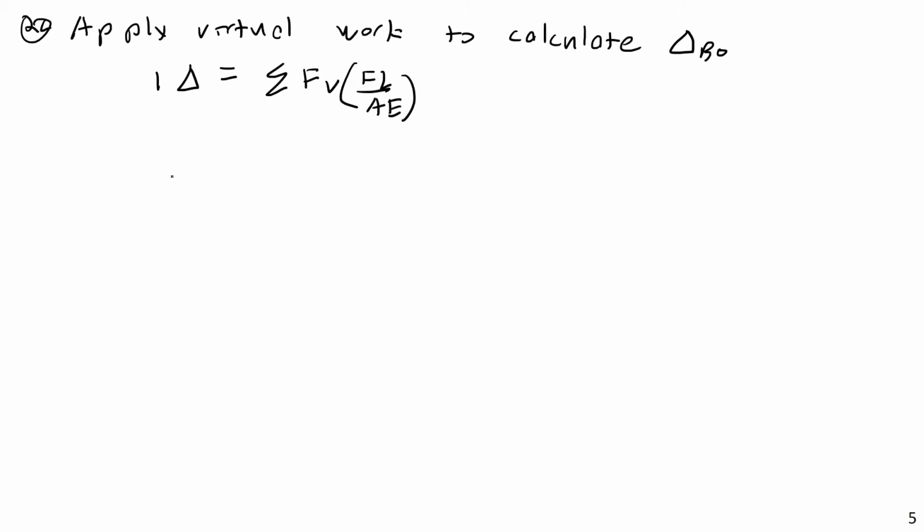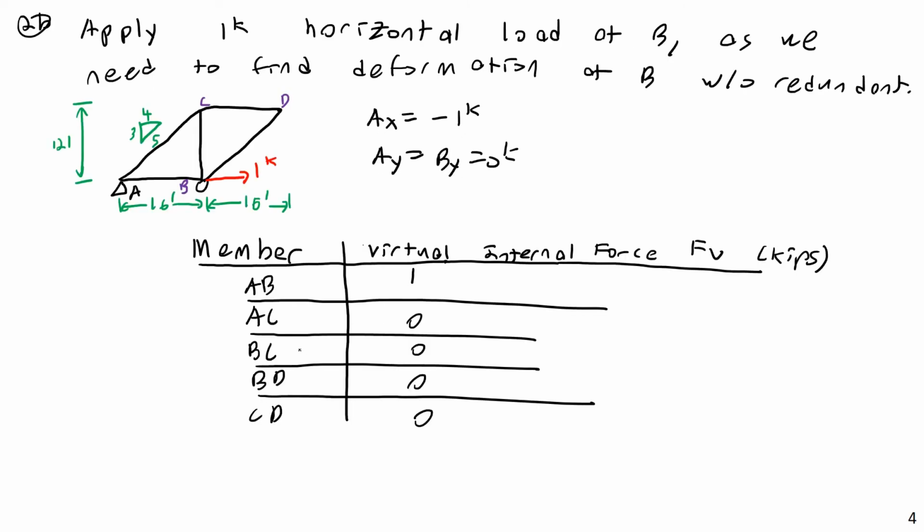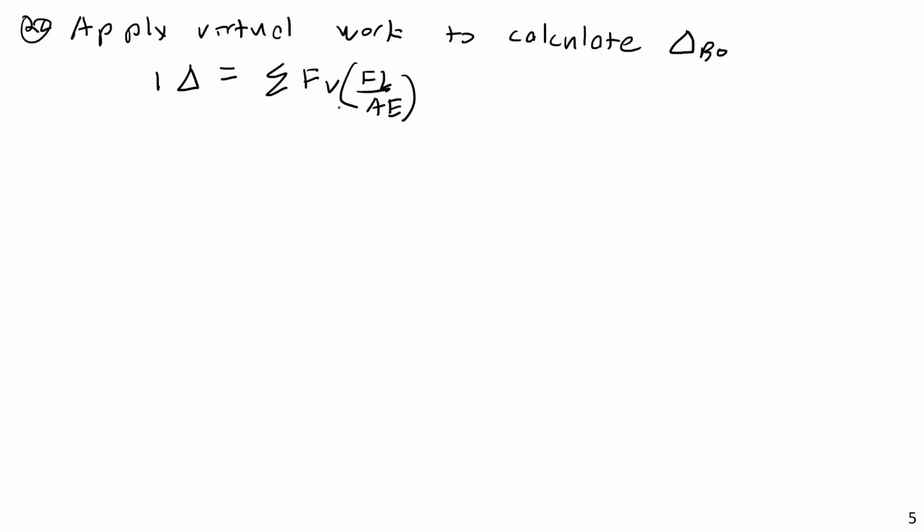Now for our particular one, if we look at these two tables, when I multiply these FVs in here, the only member that doesn't come to 0 for the summation is member AB. So basically we just have to do 1 kip times delta B naught, and it won't always be this simple. It's usually not this simple, but for this example, things did collapse nicely. So it's just the summation for member AB here. And so this then comes to just plugging and chugging.